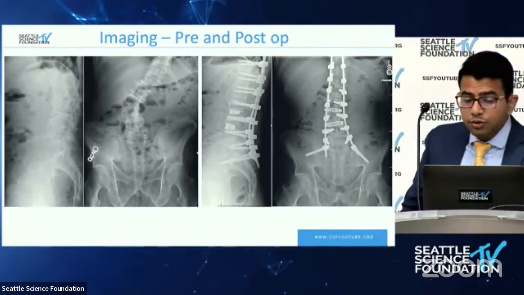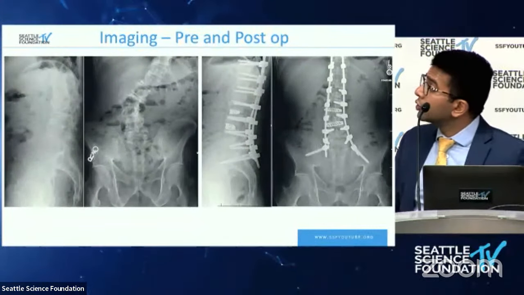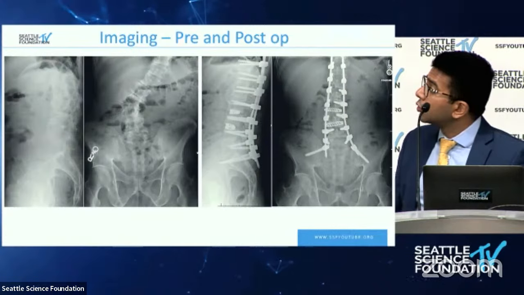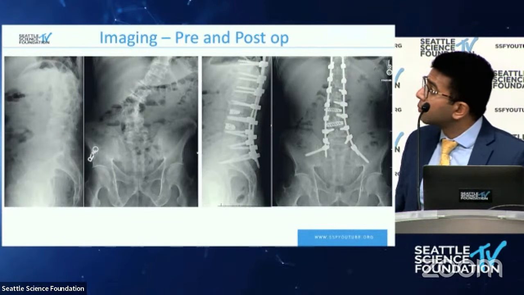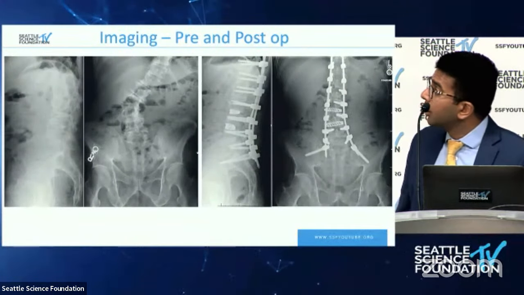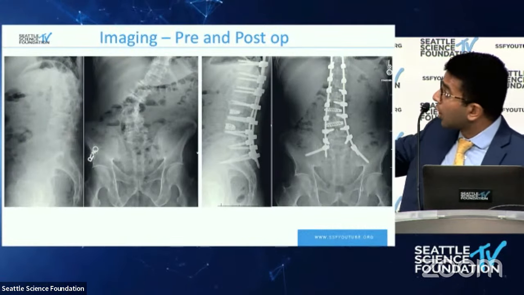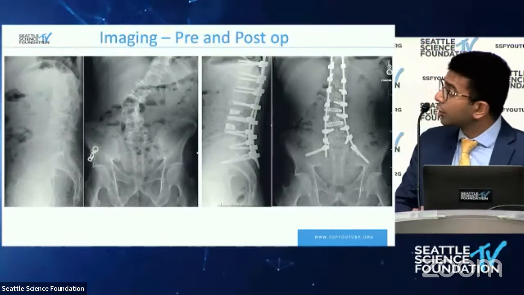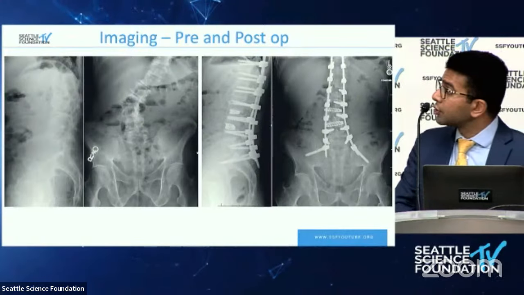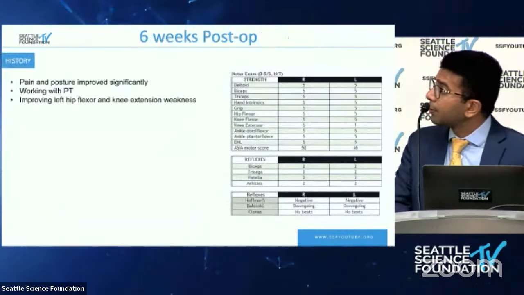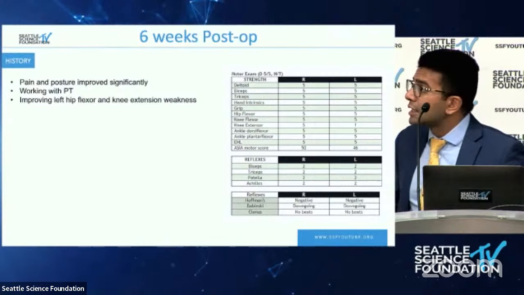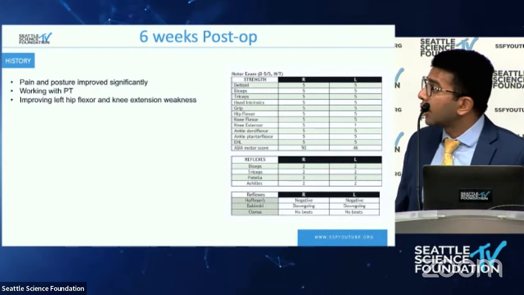So pre and post, you could see we saw him post-op 6 weeks, and these are his images from post-op 6 weeks from pre-op. He's very happy. You could see his ribs are away from his pelvis now and almost parallel to the other side. He's able to stand up straight. He's working with physical therapy. His pain and posture have significantly improved. He's considering maybe going back to work.